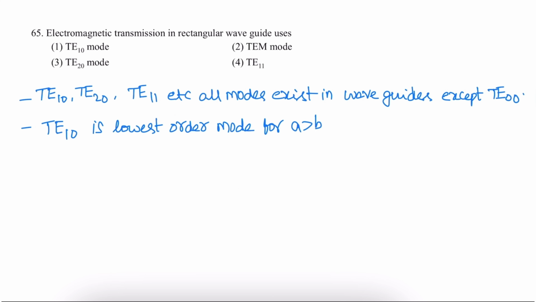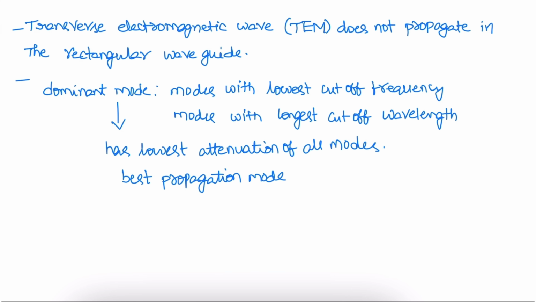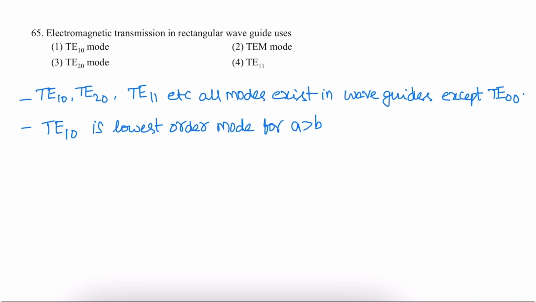Next question, question 65. The electromagnetic transmission in a rectangular waveguide uses? In a rectangular waveguide, transverse electromagnetic waves do not propagate, so there is no existence of TEM waves. TE10, TE20, TE11, etc. All modes exist in waveguides except TE00. This TE00 mode doesn't exist.